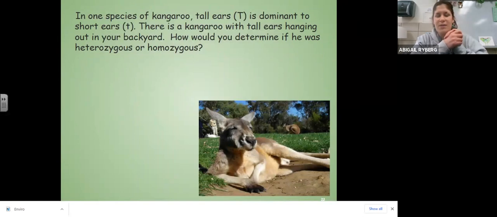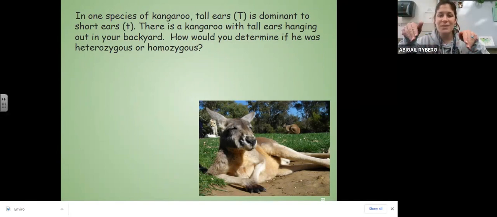Here's a practice. In one species of kangaroo, tall ears is dominant to short ears. There's a kangaroo with tall ears hanging out in your backyard. How would you determine if he was heterozygous or homozygous? So the only possible way is to actually cross them.